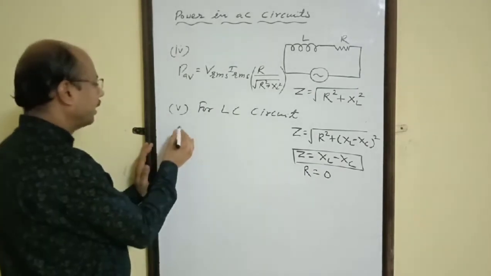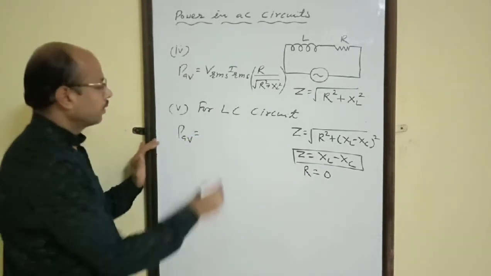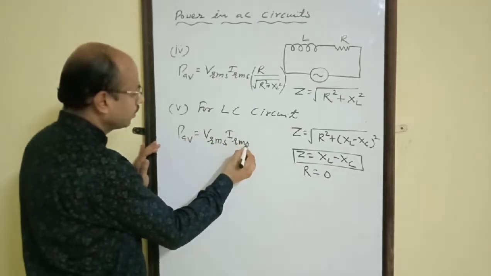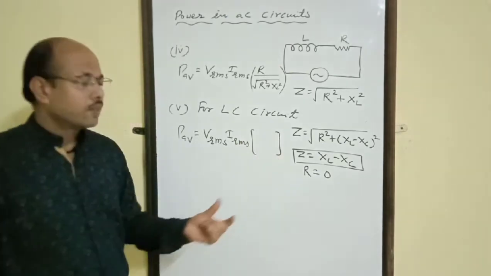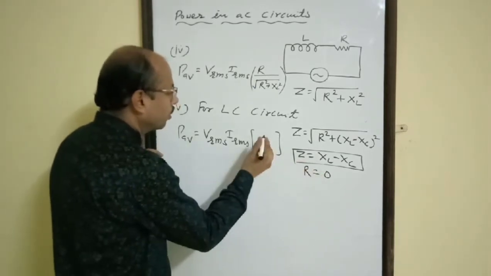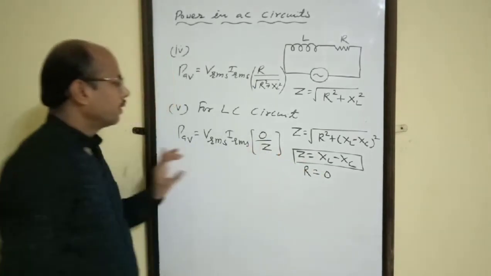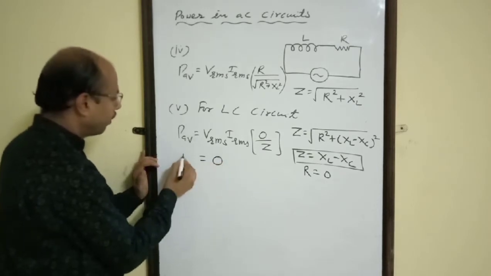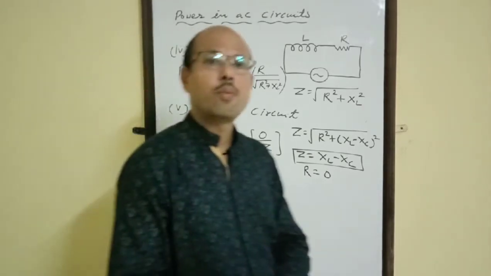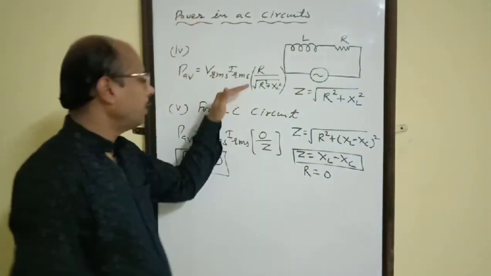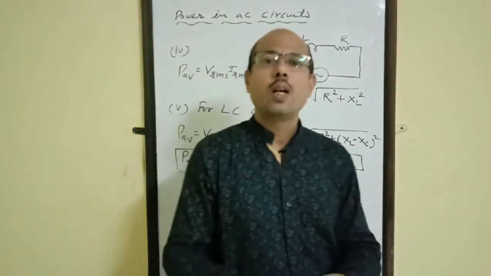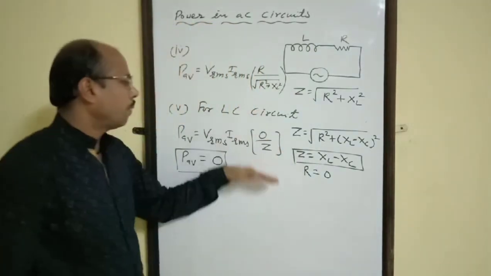Therefore, if we write average power P average, that is equal to Vrms, Irms and cos phi. We have just seen that the formula of cos phi is R by Z. Here R is 0. Therefore, 0 divided by Z is 0. Hence, the average power consumed is 0. So, by using these relations, we can find out the average power consumed in any circuit. If the circuit is completely inductive or completely capacitive, then power consumed will be 0.